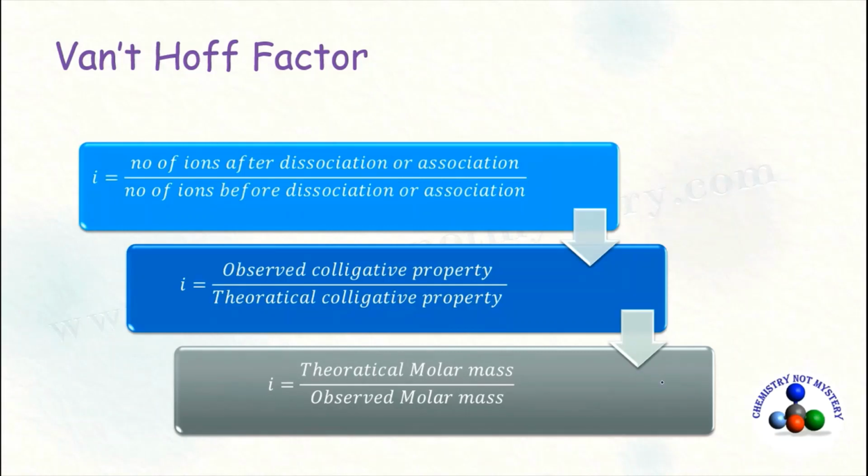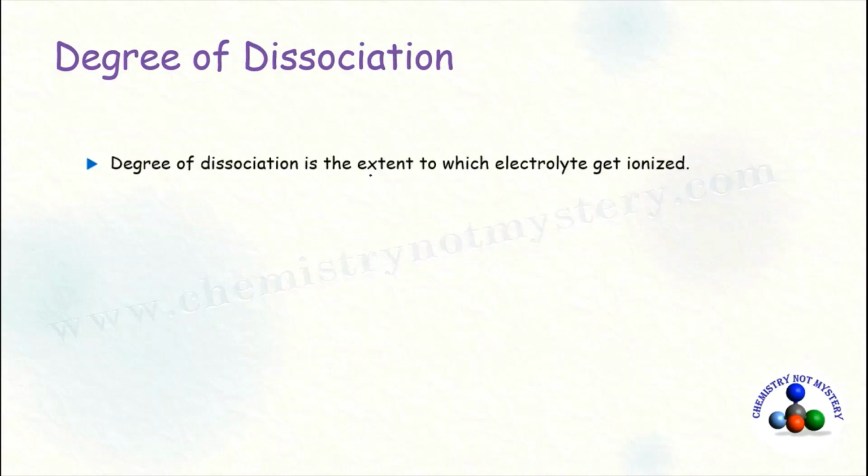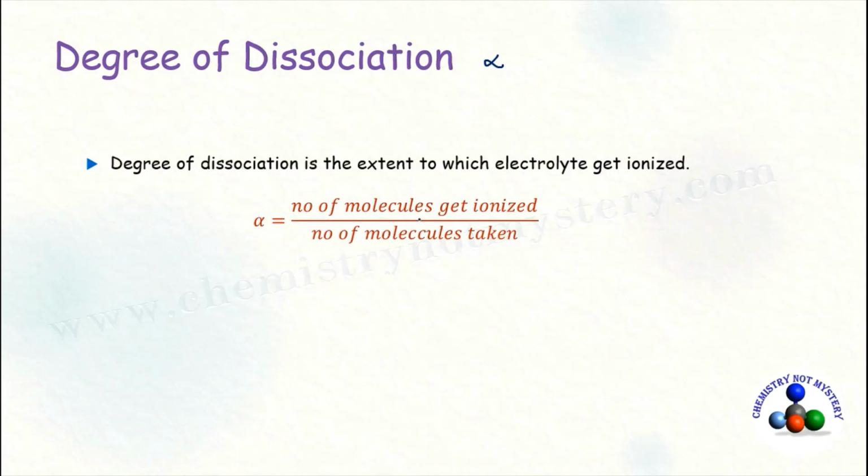Today we are going to discuss Van't Hoff factor and degree of dissociation. So let's see what degree of dissociation is. Degree of dissociation is the extent to which an electrolyte gets ionized. It is expressed by alpha. Mathematically, alpha is equal to the number of molecules ionized over the number of molecules taken.